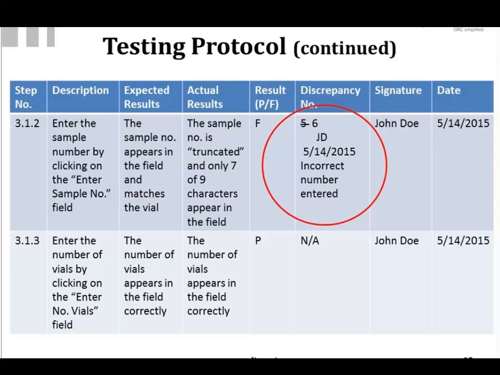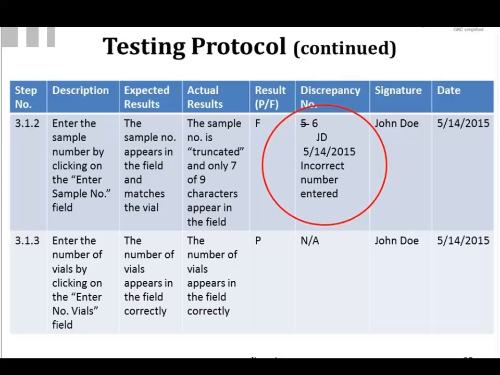Now here, perhaps the tester had a tester error, where they recorded the deviation number or discrepancy number as 5 when it should have been 6. And here they must note the incorrect number was entered. That's the reason for the change. The old value gets a single strike through it, the 5, and the 6 is next to it. And that has to be initialed and dated on the date on which the correction is made.